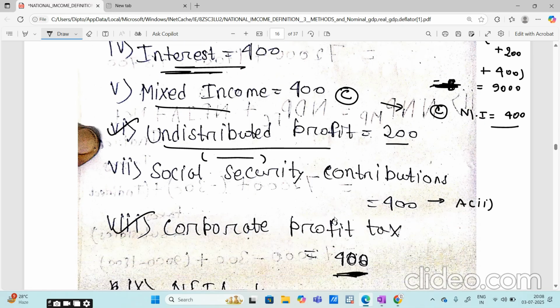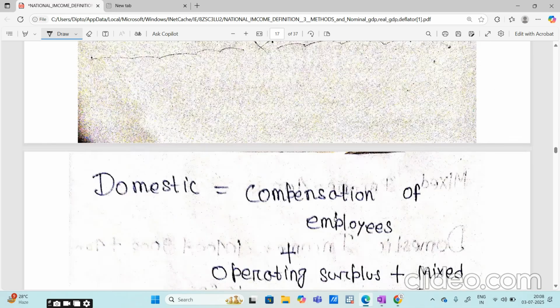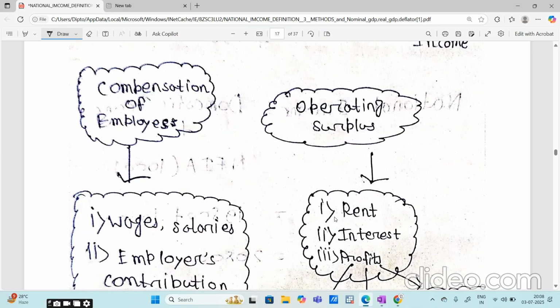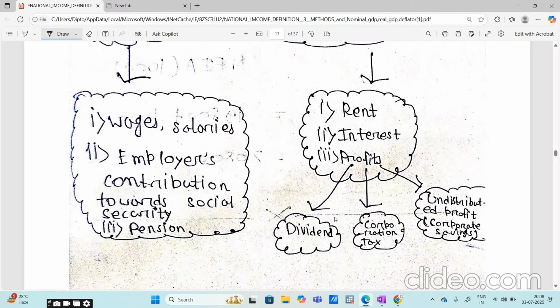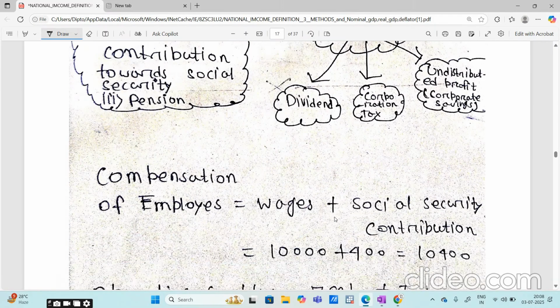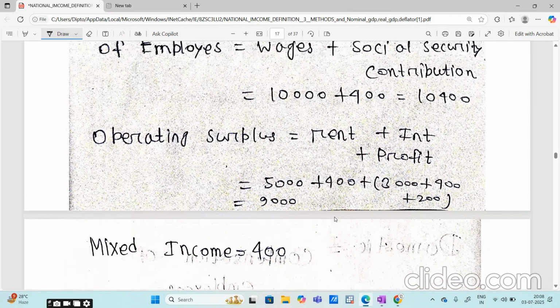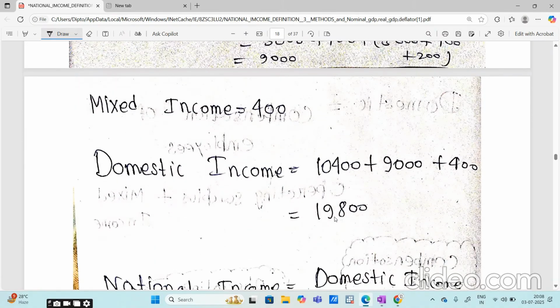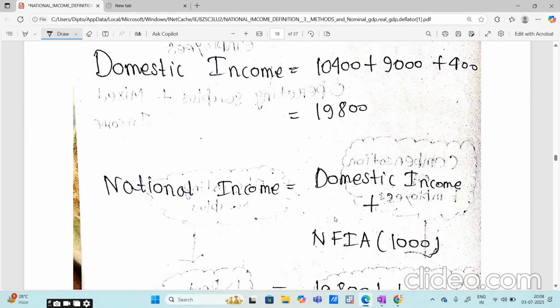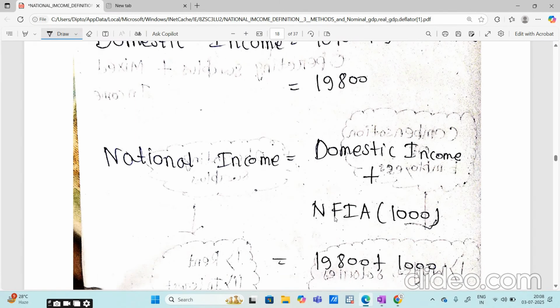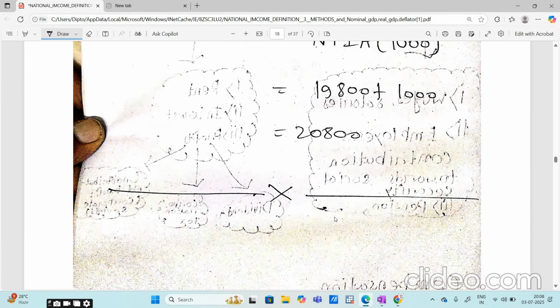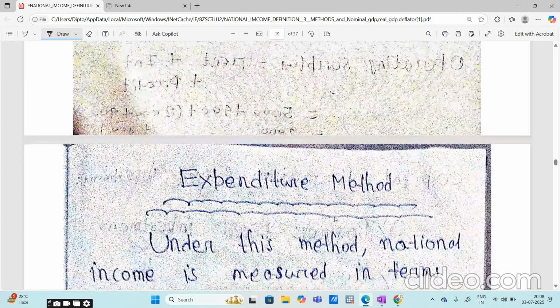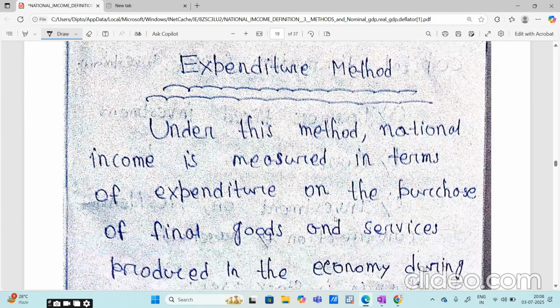Now if I add these three parts, what will I get? I will get NDP at factor cost. It is done here, as you can see easily. It is very well structured and completely done here. The calculation might be wrong here, but I think the methodology is correct. So you can go through this, and by this method you can find out the national income. Okay, so in the next class we are going to discuss the expenditure method.